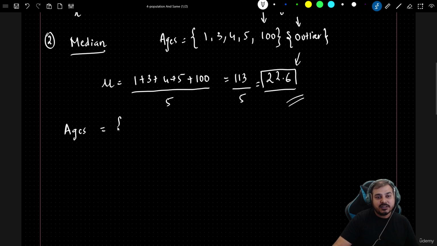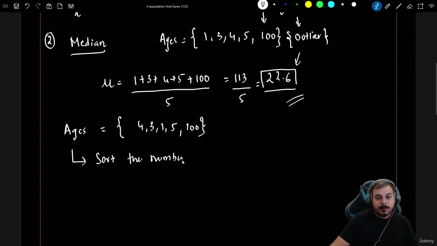Suppose I have these ages. Let's consider I've jumbled all these ages. Suppose I write 4, 3, 1, 5, 100, right? Now the first step in the median is to sort the numbers. So I'm just going to sort the numbers. After sorting, the numbers will look like 1, 3, 4, 5, 100, right?